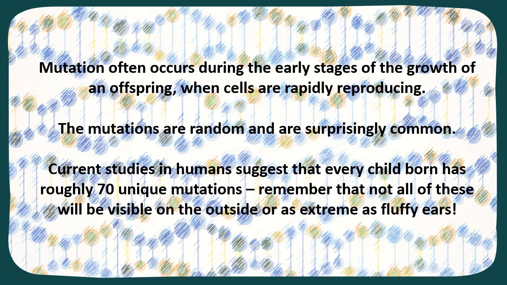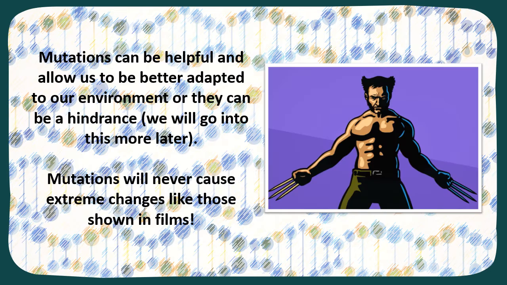In current studies in humans, there is a suggestion by scientists that every single child, including you, including me, has roughly 70 unique mutations. Now, not all of these are things that are visible on the outside or as extreme as fluffy ears. They may be something really tiny, like a dip in one of your earlobes, or the way that, I don't know, one of your toes is longer than the other, something tiny. It might not even be on the outside. It might be to do with internally and organs, things like that. So, mutations can be helpful. They allow us to be better adapted to our environment, or they could be a hindrance.